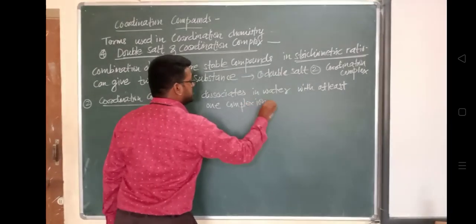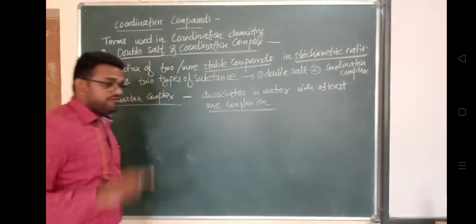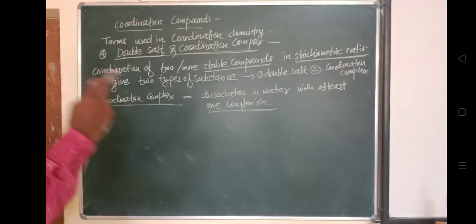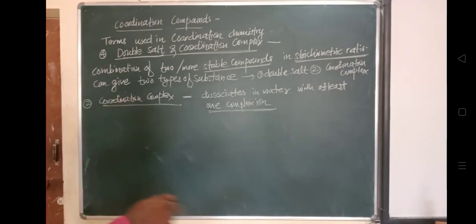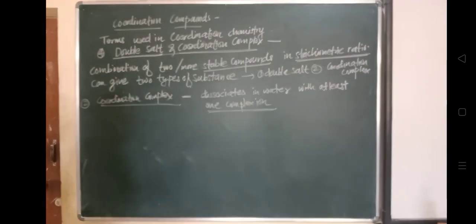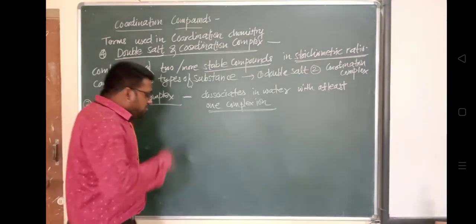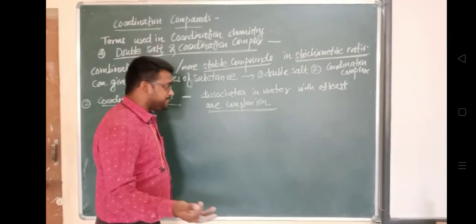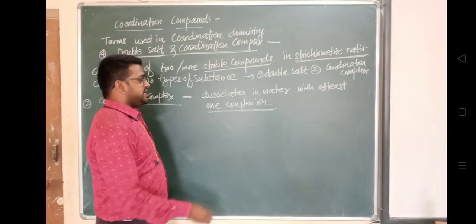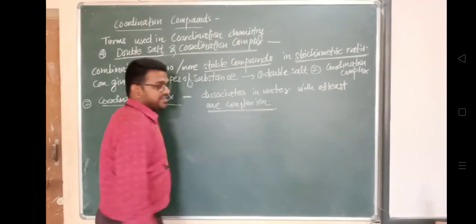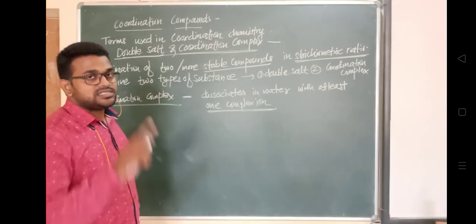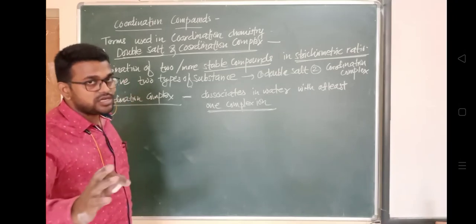So I hope you have understood all these different terminologies we have seen in today's lecture, starting from the coordination sphere, what is the counter ion, what is the complex ion, what is the charge number, how to calculate the charge number and oxidation state of the central metal ion, then double salt and the coordination complex.